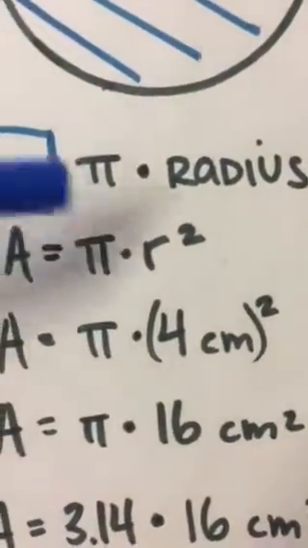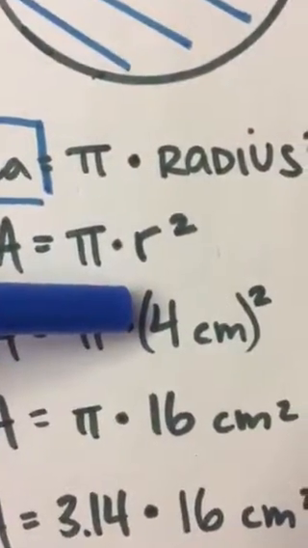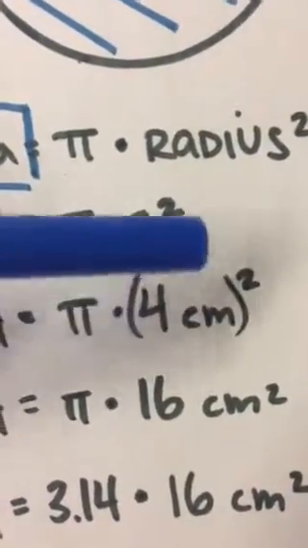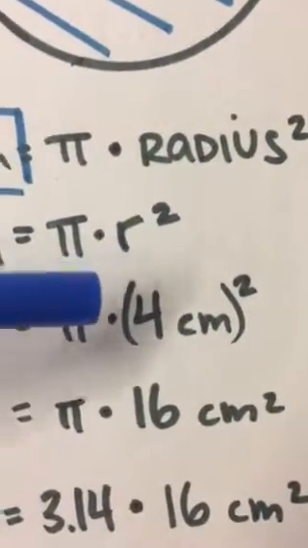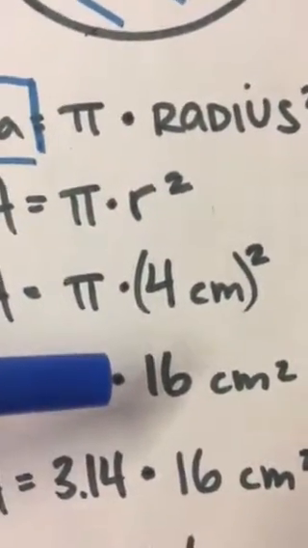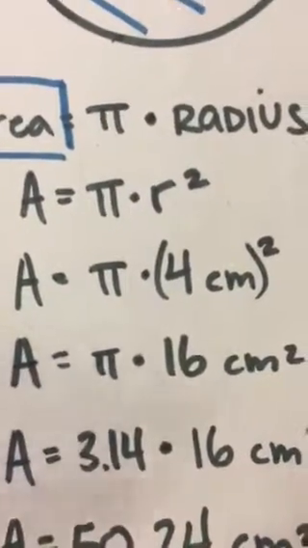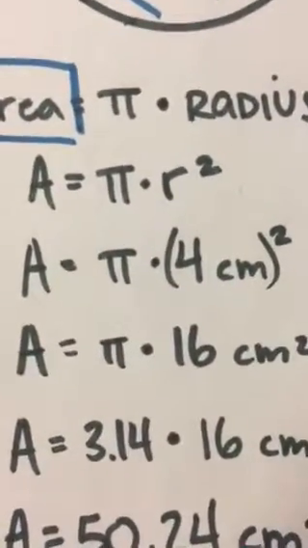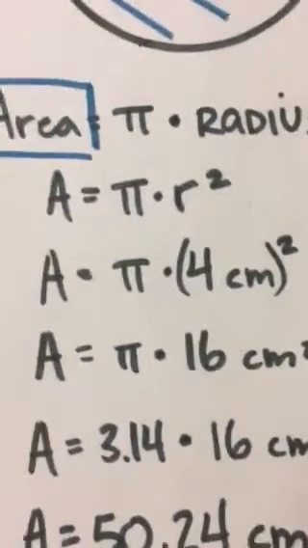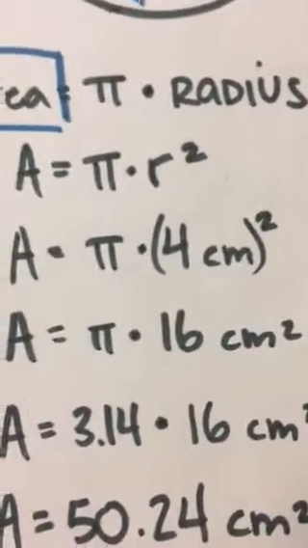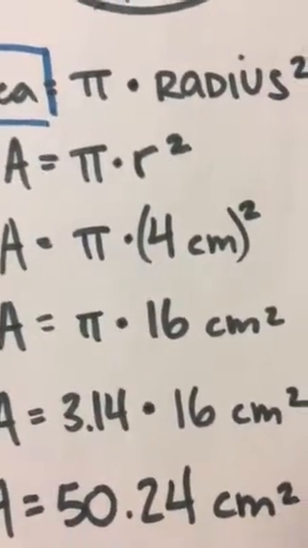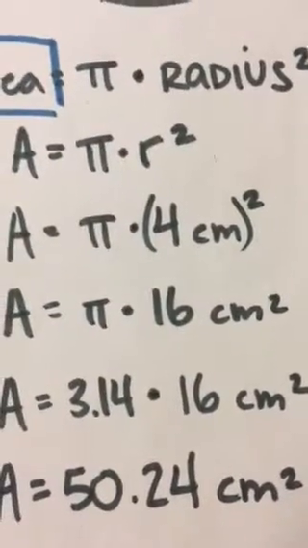So we take that 4 centimeters, we square it, so we times it by itself, and we get 16 centimeters squared. And now we're going to multiply that by pi. Now, I know everyone has seen pi, but what the heck does it mean? Pi is what's called a constant ratio, which means it never changes.